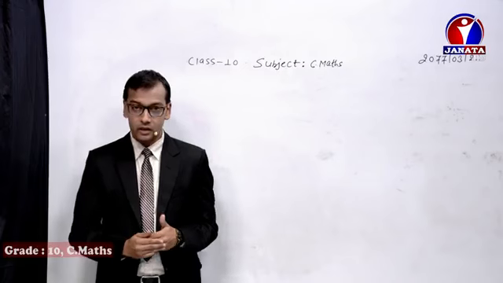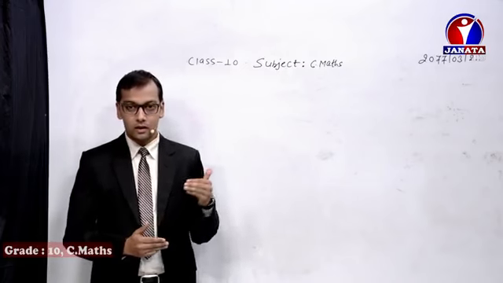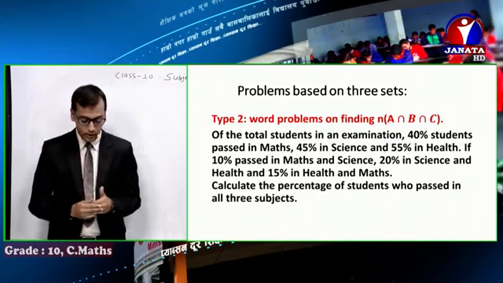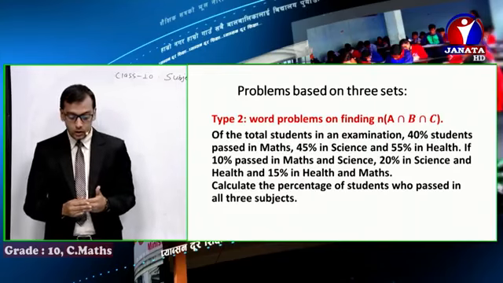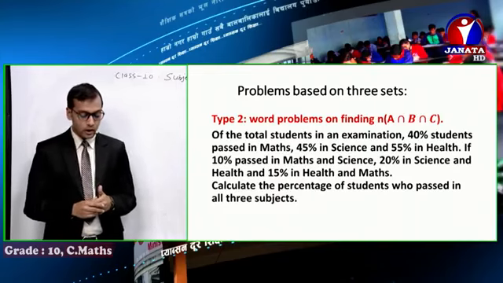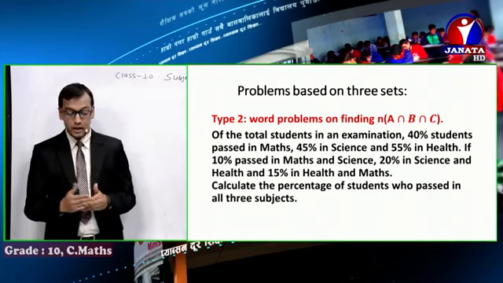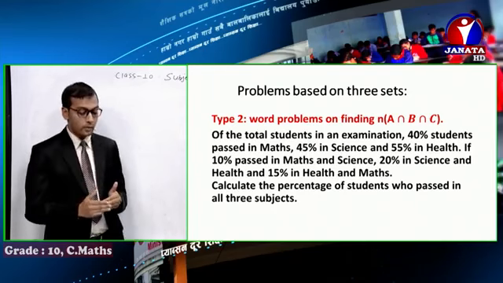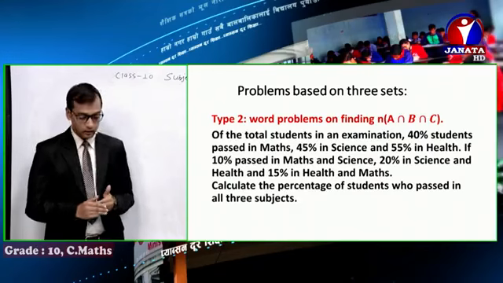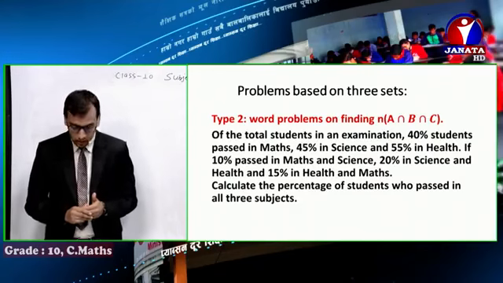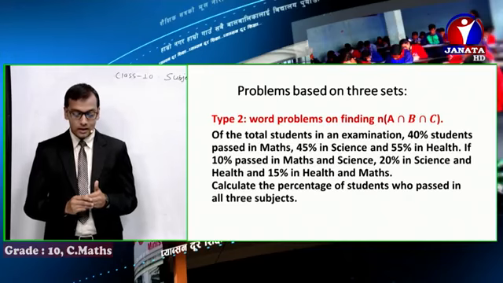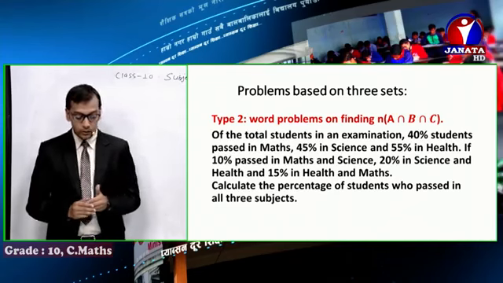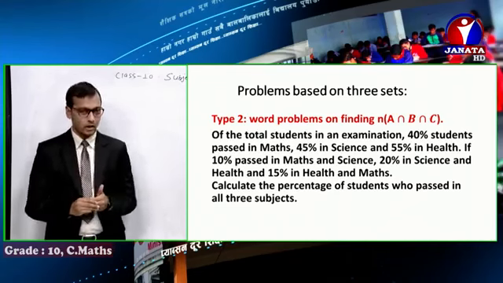I'm displaying a slide for this. Let's look at the question and try to write the information mentioned in it. Let me read out the question now. Out of total students in an examination, 40% students passed in mathematics, 45% in science, and 55% in health. So the question is about three different subjects here: mathematics, science, and health. If 10% passed in maths and science, 20% in science and health, and 15% in health and math, calculate the percentage of students who passed in all three subjects.